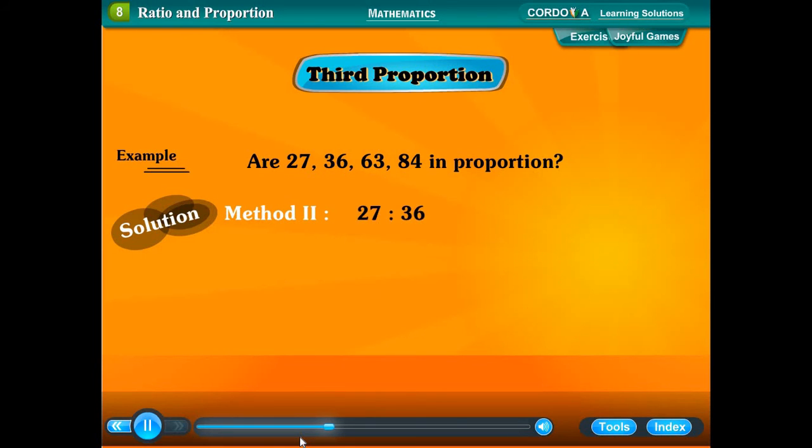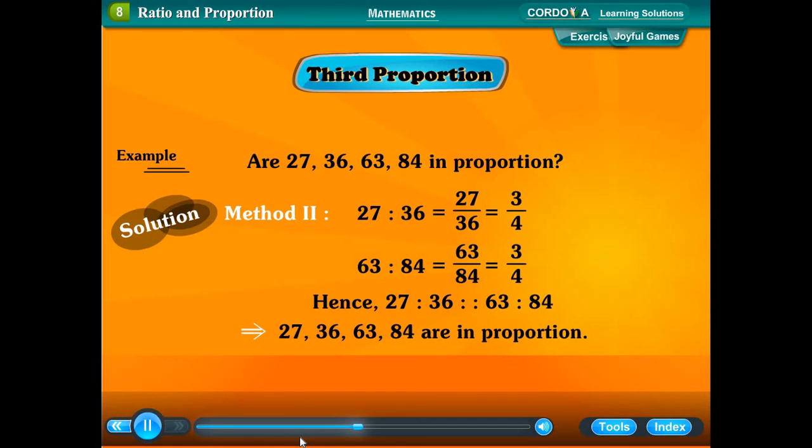Method 2. 27 is to 36 is equal to 27 upon 36, which is equal to 3 upon 4. 63 is to 84 is equal to 63 upon 84, which is equal to 3 upon 4. Hence, 27 is to 36 as 63 is to 84. This implies 27, 36, 63, 84 are in proportion.